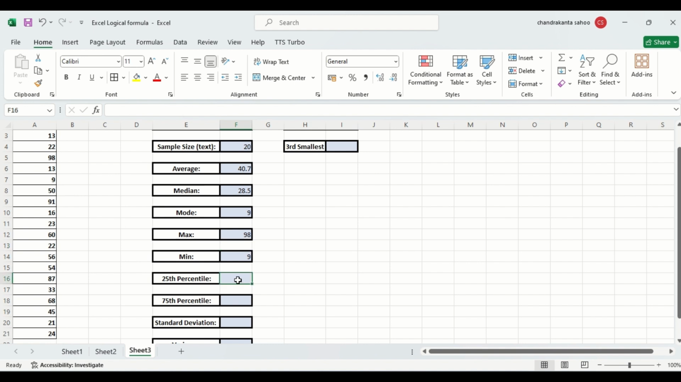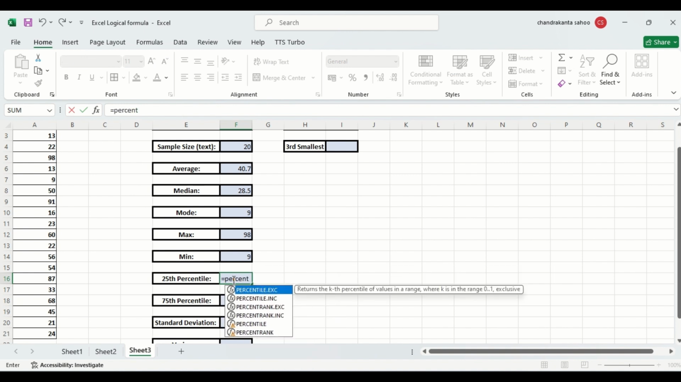Okay. Then the 25th percentile we are talking about. What does it mean? The 25th percentile means 25% of the marks are below a particular number that we want to see. The 75th percentile means a particular number where 75% of the marks are below this number. Okay, so you can see equal to PERCENTILE.